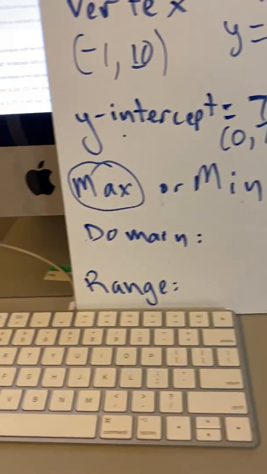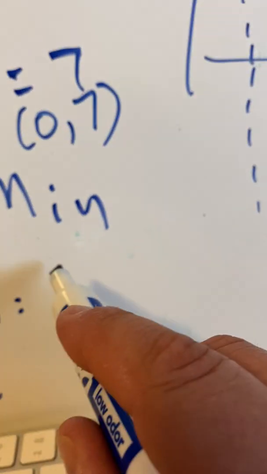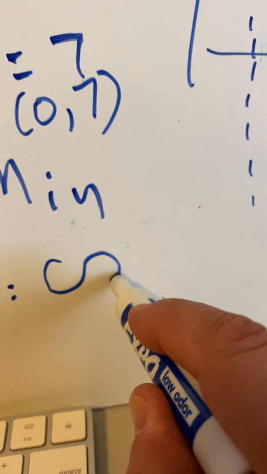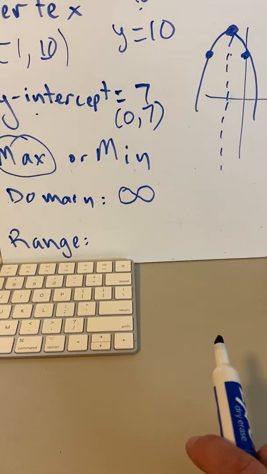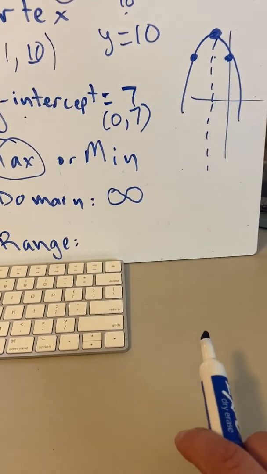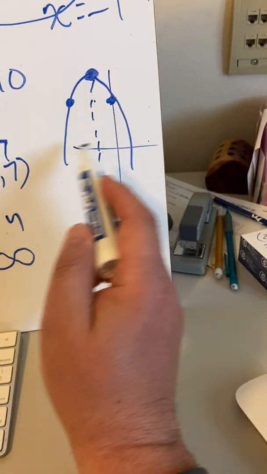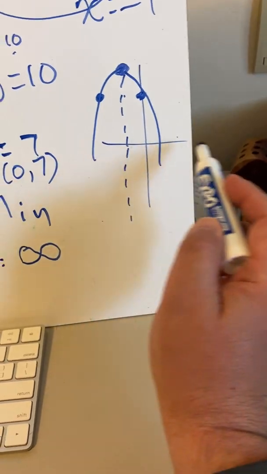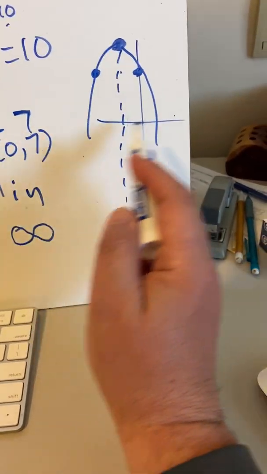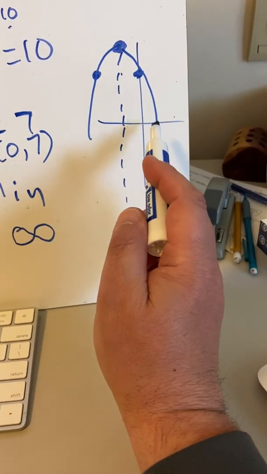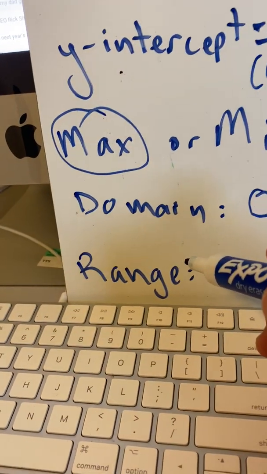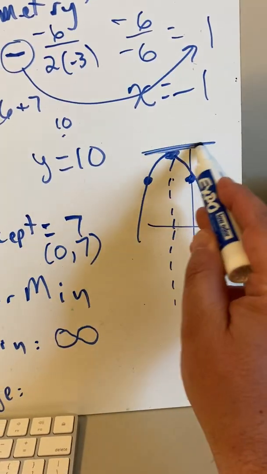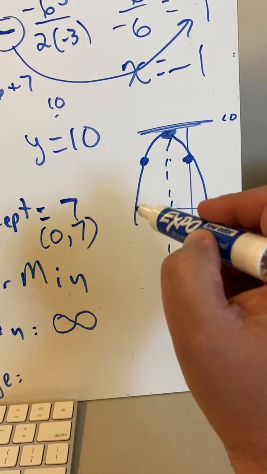It just keeps going. The domain, like always, is infinite. They're just all real numbers, period. Any real number can be placed in for x. It doesn't matter. I can choose any value of x. Positive, negative, anything can be placed in here. The one that's got the limit is the range. Why does the range have the limit? Because it only goes this high. It only goes to 10 on the y-axis.